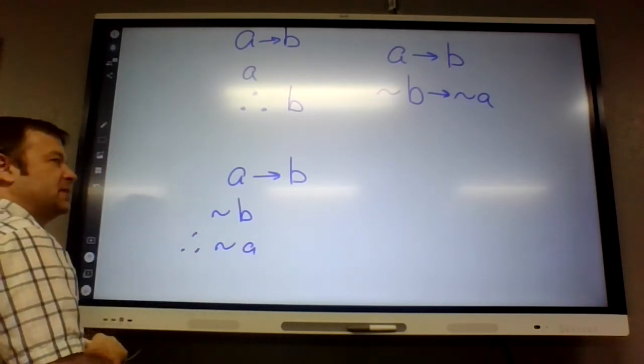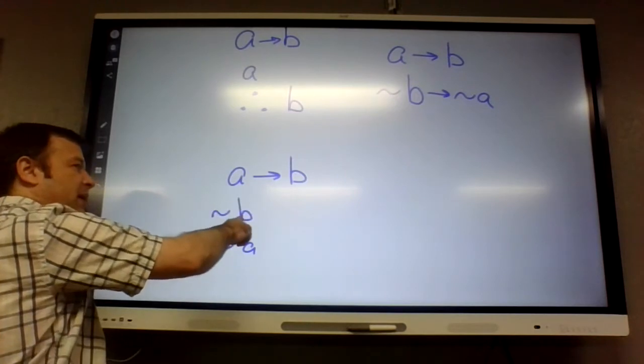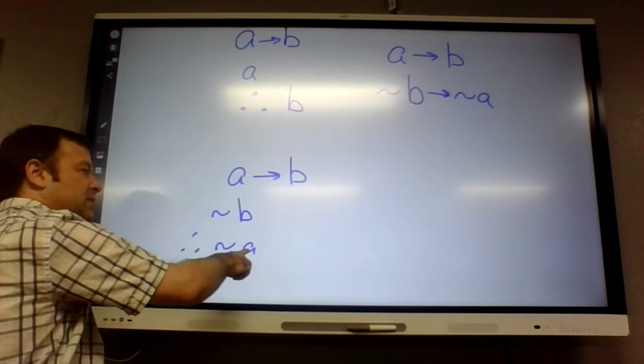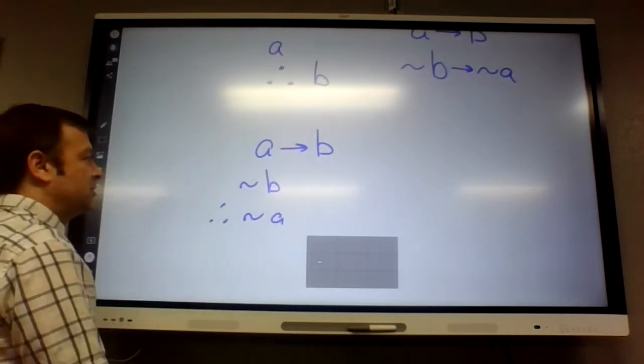Does that make sense? If A then B is true and B did not happen, then there's no way A could have happened. So they call that modus tollens.